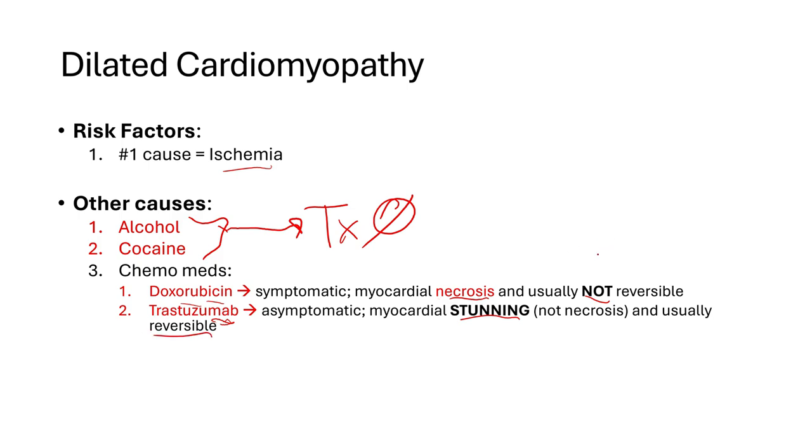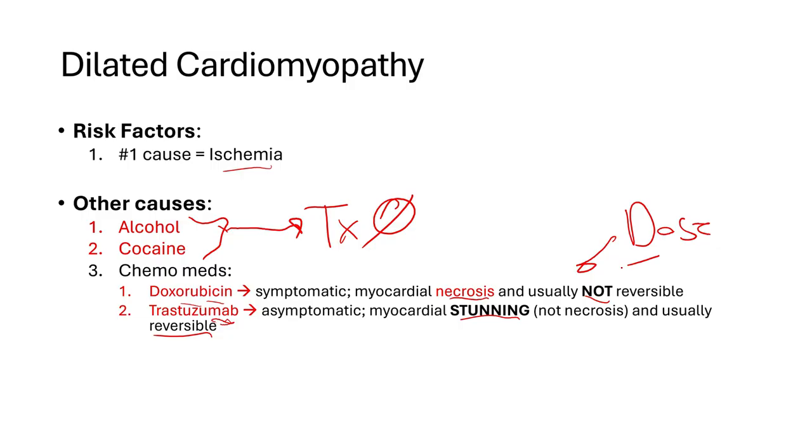It is also important to note that doxorubicin is dose dependent, D for D, where trastuzumab is not dose dependent. What does that mean? Doxorubicin typically only causes dilated cardiomyopathy at high or toxic doses. Trastuzumab can cause dilated cardiomyopathy at any dose.